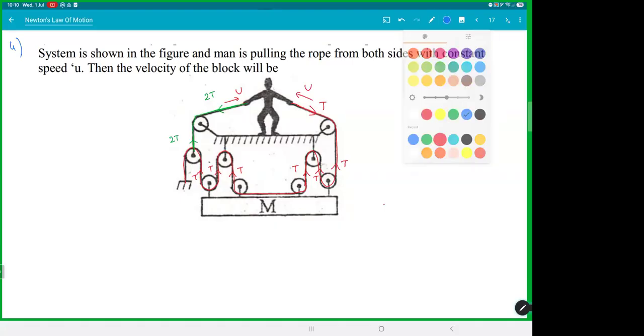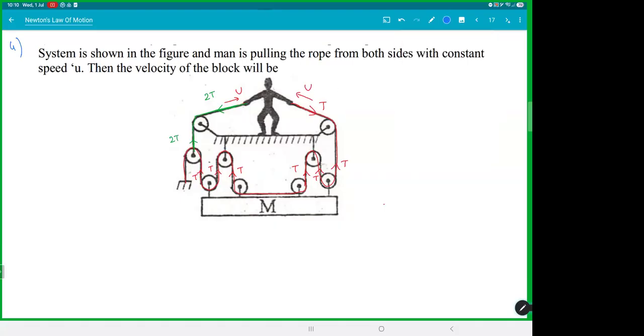Technically, he should have moved, but now if you look at the power on the man, look at this point here. The power on the man will be 2T times minus U, and T times minus U, both are opposite, so it's minus 3TU. And look at this block here. 1, 2, 3, 4, 5, 6. There are 6 tensions which are pulling the whole system up. So you're done. So minus 3TU plus 6TV is 0.